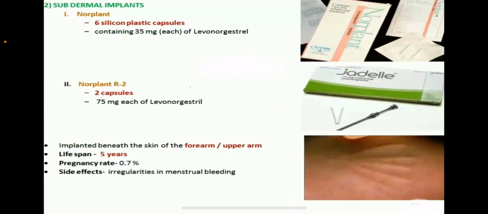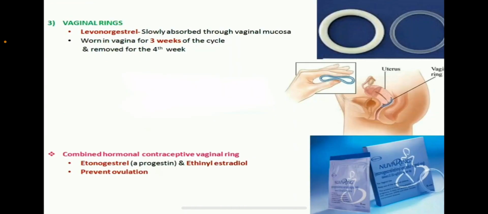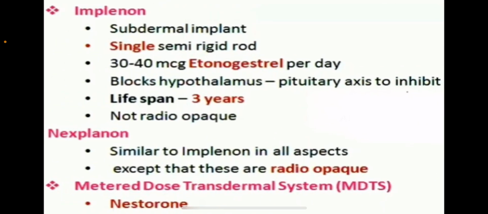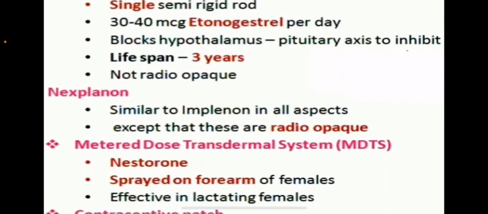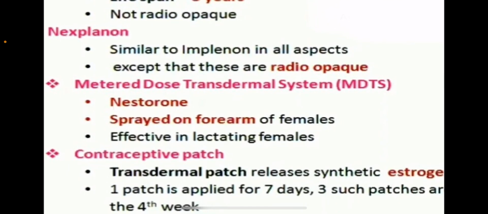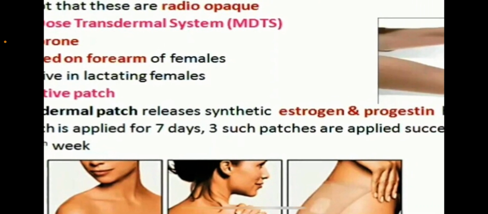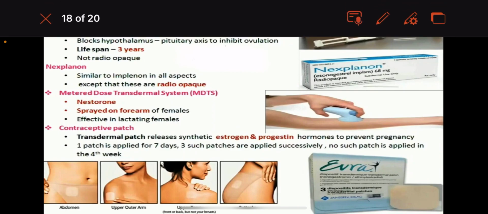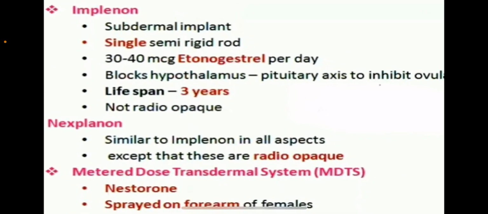Moving on to the vaginal rings. And the last part, before that, let us deal with Implanon, Nexplanon, metered dose transdermal systems, and contraceptive patches. So, Implanon. Implanon is a subdermal implant. Just now we were dealing with the subdermal implants. Remember, Implanon is also a subdermal implant. It is a single semi-rigid rod.